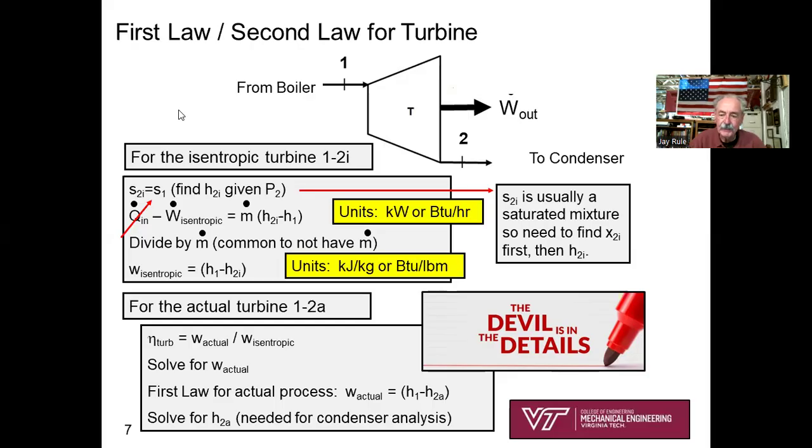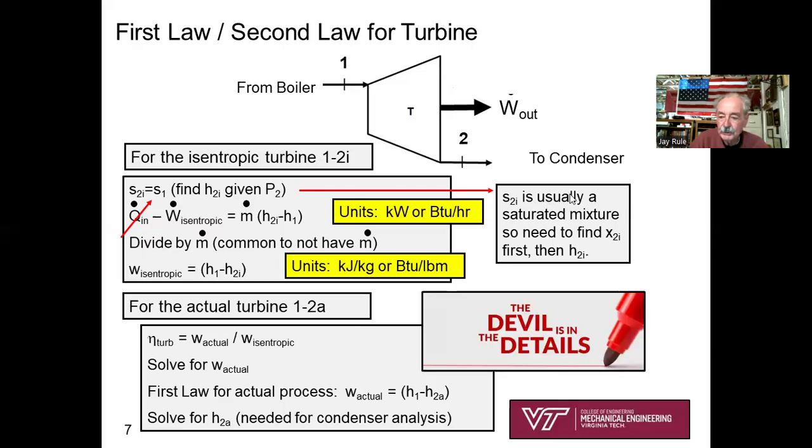So let's see, what's the fundamental there? For isentropic, S2I equals S1, constant entropy. So our job is to find H2I, okay? We know the pressure. Typically for the Rankine cycle, we always know the pressure, P2. And then if we know S2, that gives us two independent intensive properties. That enables us to find H2 isentropic. All right, here's a tip over here.